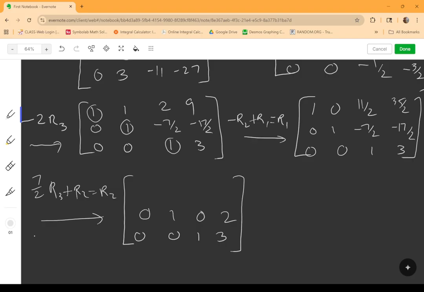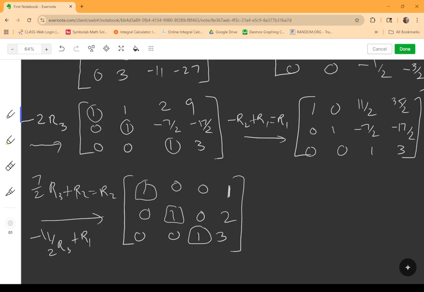And then I'll do the other operation at the same time, which would be negative 11 halves R3 plus R1, so that'll eliminate the other term here. That gives me 1, 0, 0, and 1. Negative 11 halves plus 3 is negative 33 over 2 plus 35 over 2 is 2 over 2, which reduces to 1. Okay, and now we are in reduced row echelon form, right? We have these ones here, and everything else in that column is 0.